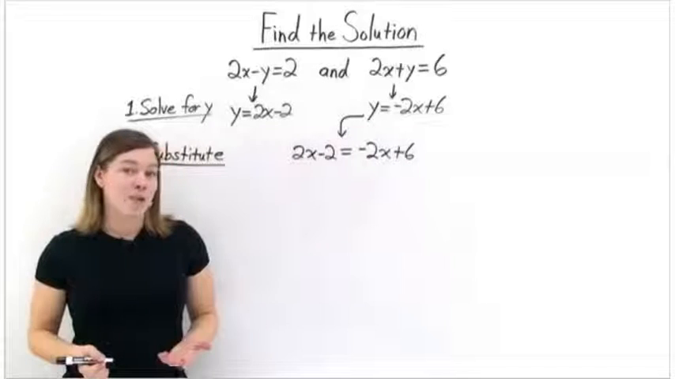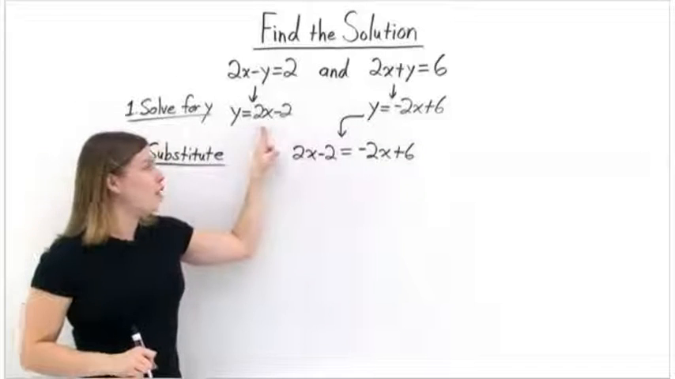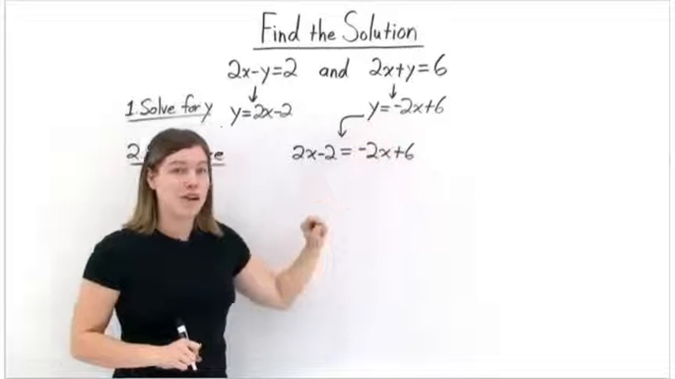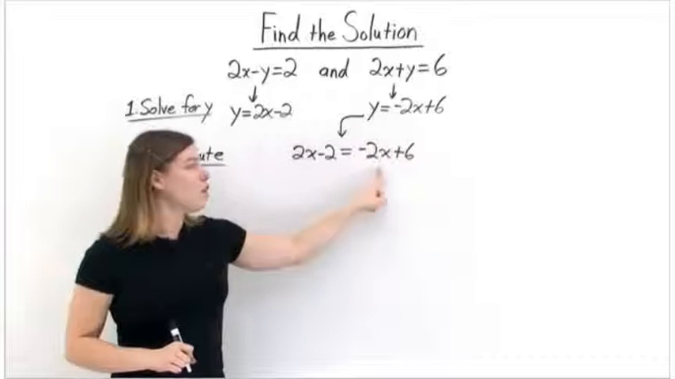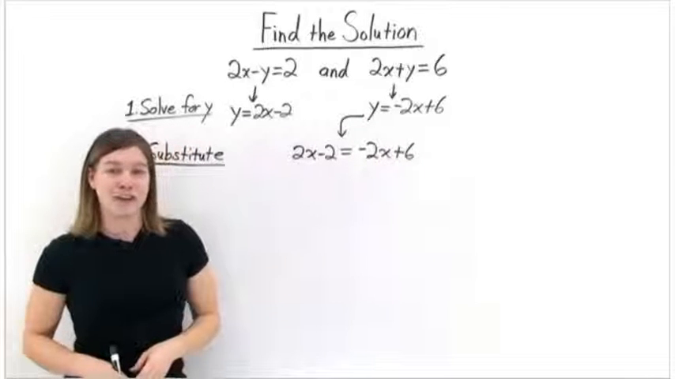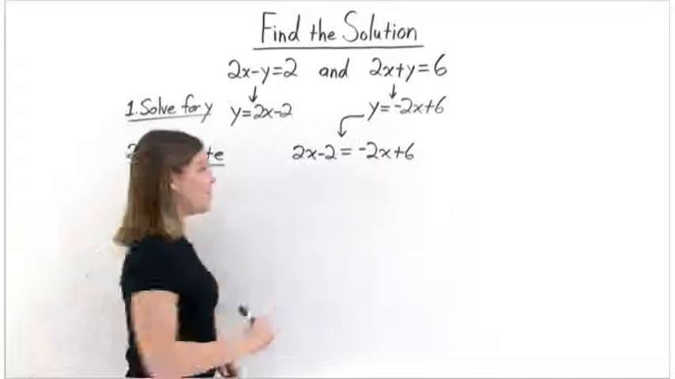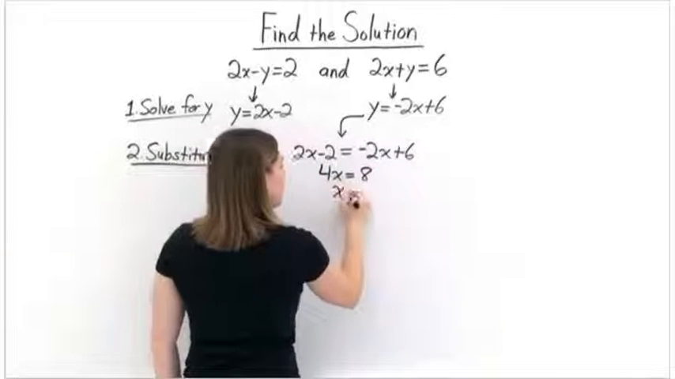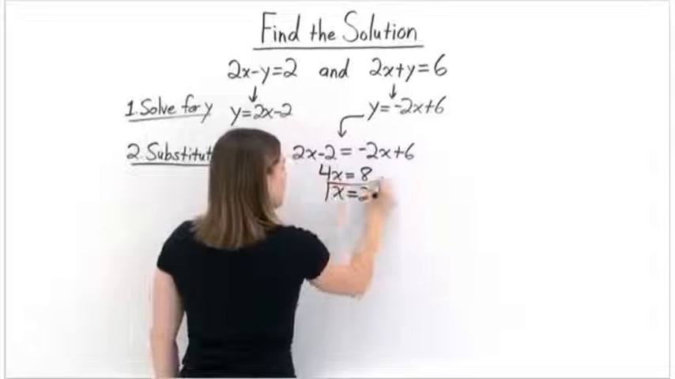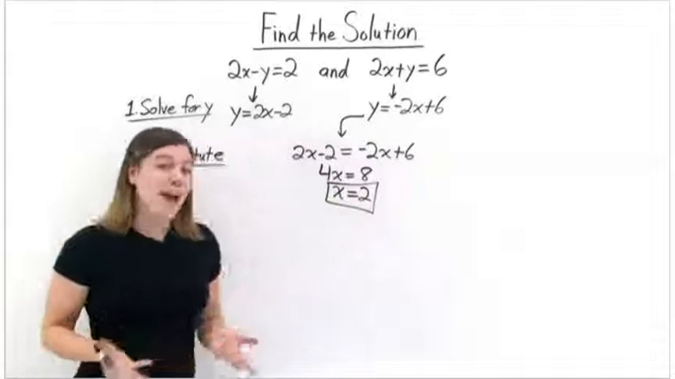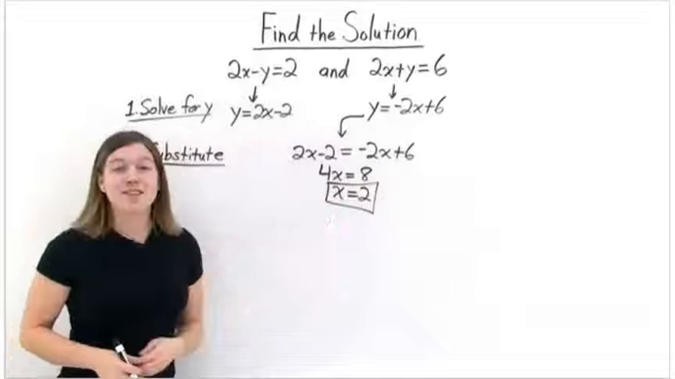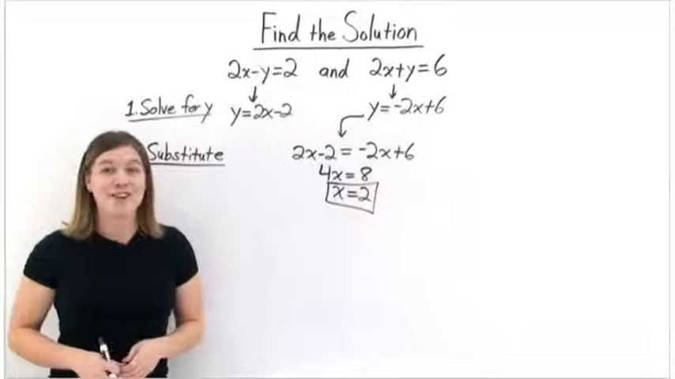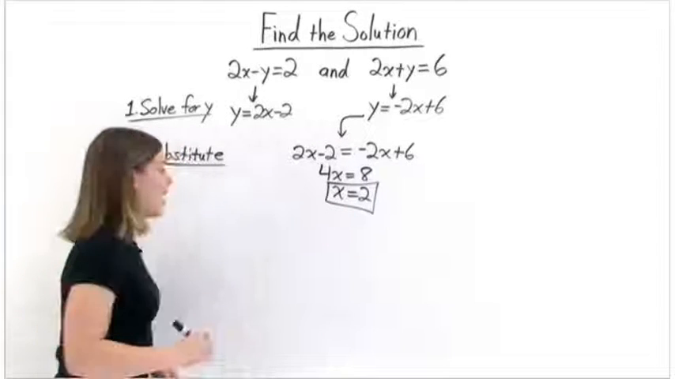Now look at what happened. When we took our first equation and substituted it into our second equation, the resulting equation has only the x variable in it. So we can solve for x. When we do, we get that 4x equals 8, or x equals 2. Now we have half of our solution. We have the x value of our solution. All we need to do to get the rest is to find y.